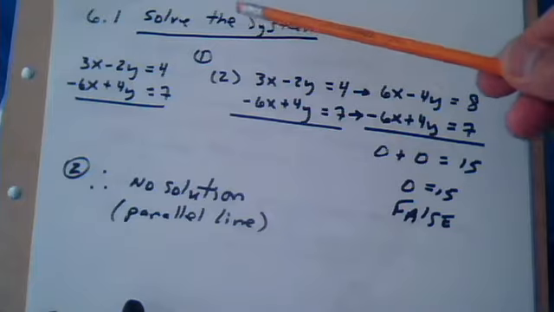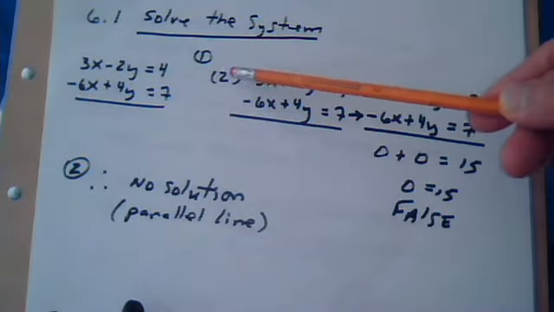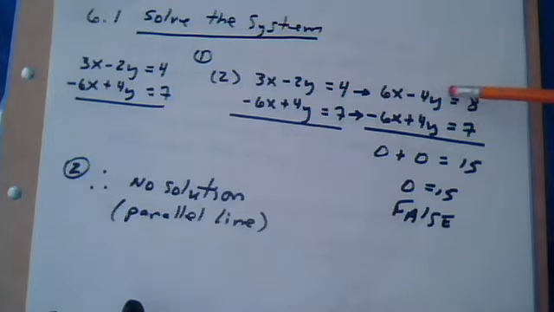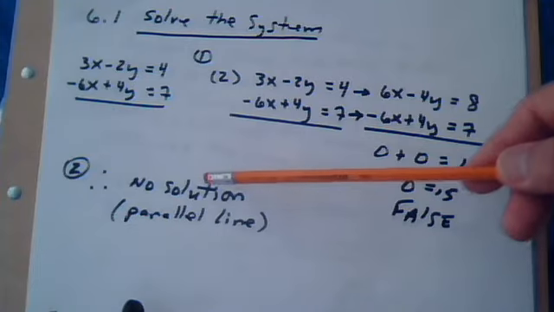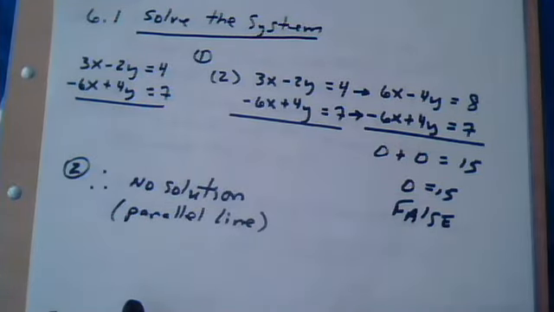Here's another system. So we're going to go ahead and multiply the first equation by a 2. This is the result. Just slide the second equation over. Combine like terms. And this time we get a false statement. 0 does not equal 15. When you get a false statement, that means there is no solution. We're talking about parallel lines. Remember, a solution is a point of intersection. So if there's no solution, the lines are not intersecting. So these lines must be parallel.